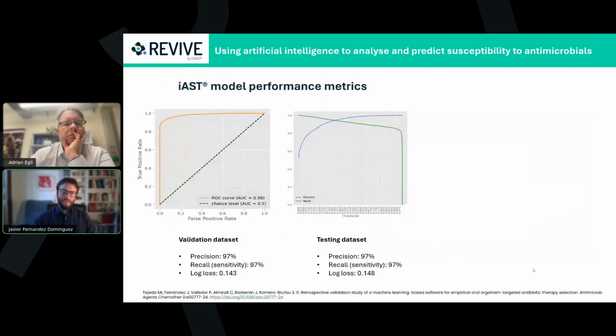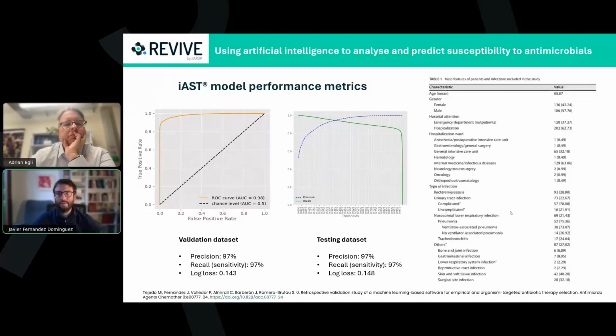Okay, so these were the metrics obtained in the model. We have very good values of precision, recall, sensitivity, and log loss, both in the validation and the testing data set. So these are the metrics measured in the mathematical validation. And then the patients that were included in the study are summarized in the next table.